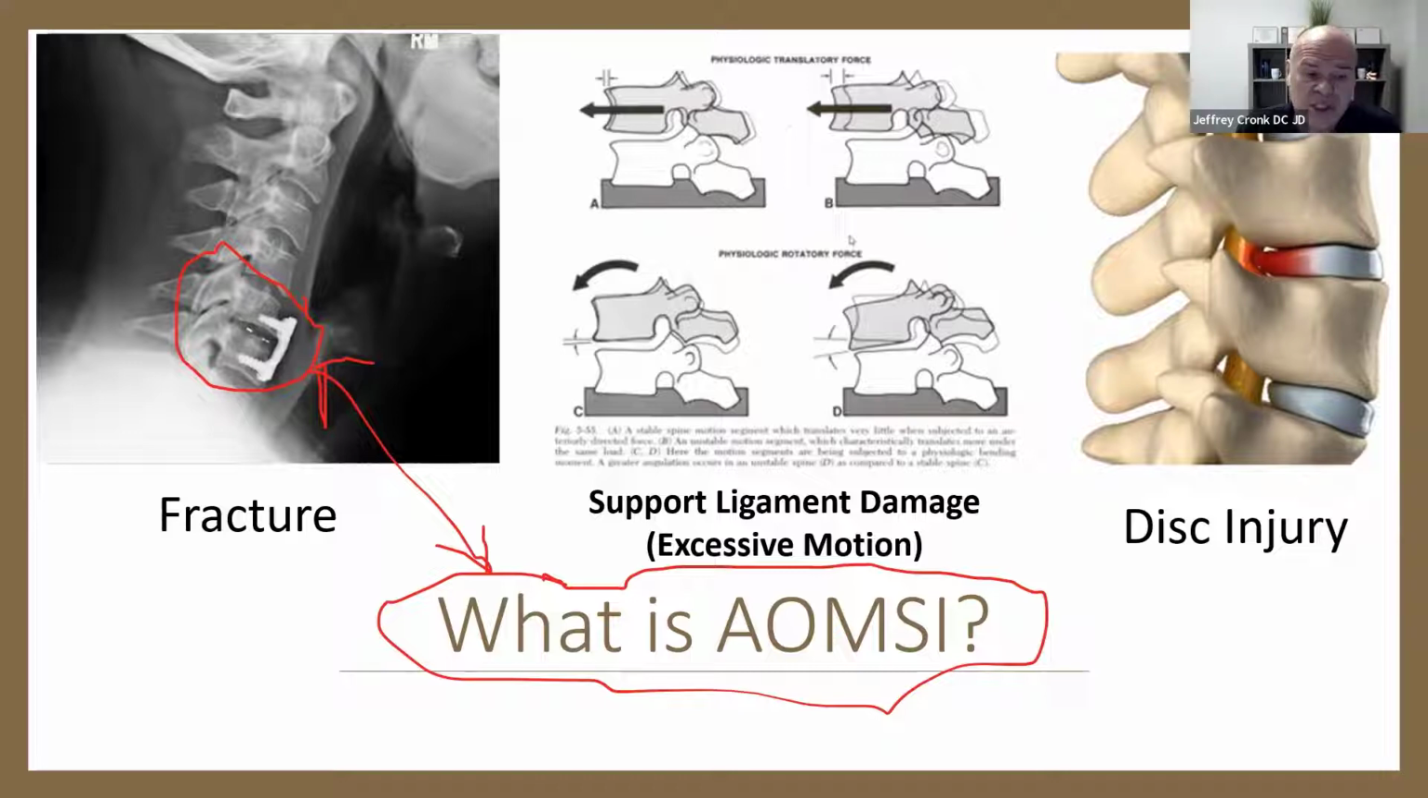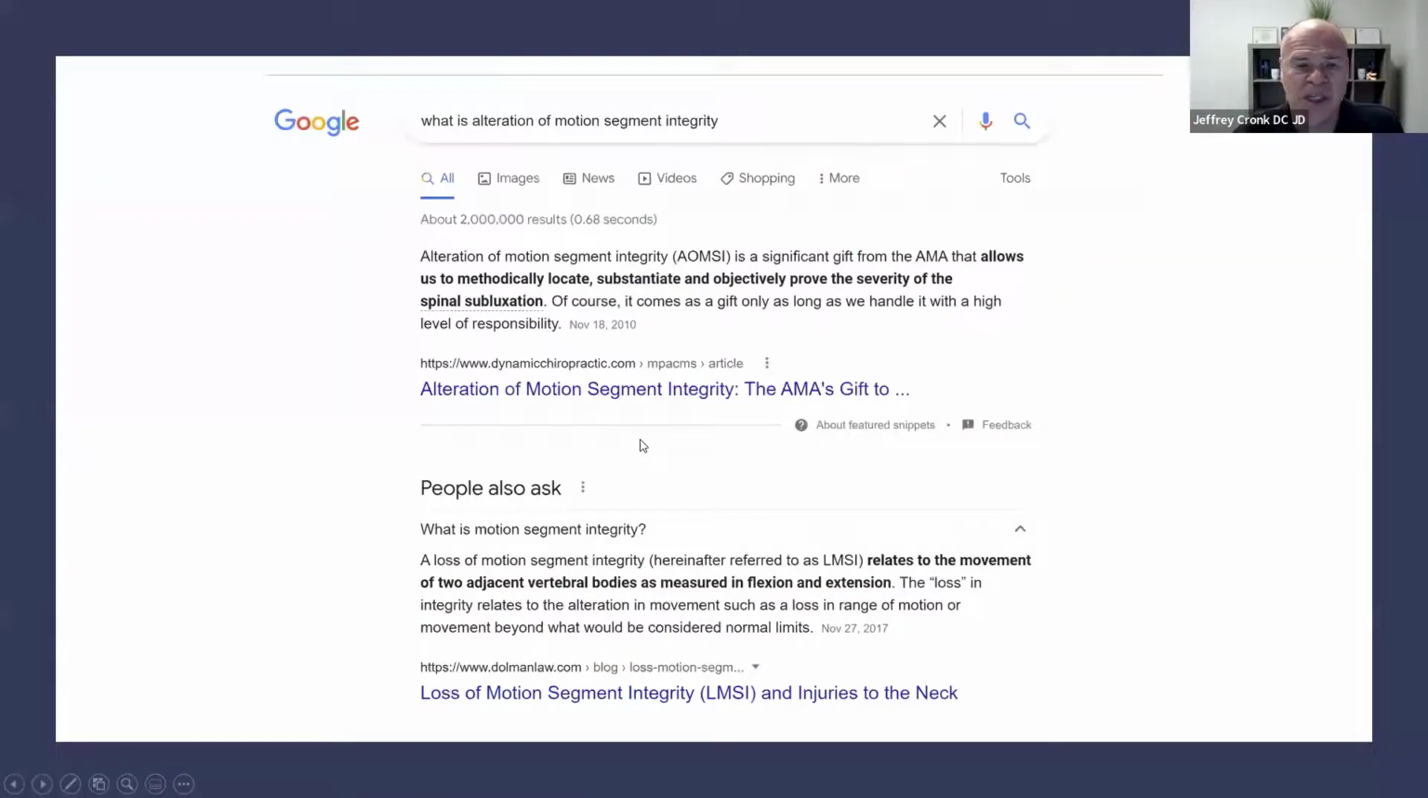So the information that I want to impart tonight quickly, I don't want to waste any of your time, is give you some information on alteration motion segment integrity. It's not just something that's in the impairment guides, but this is the only place. This term originated in the AMA impairment guides. It came into place at first in the 4th edition of the impairment guides, and it's been there ever since. So that's what alteration motion segment integrity is.